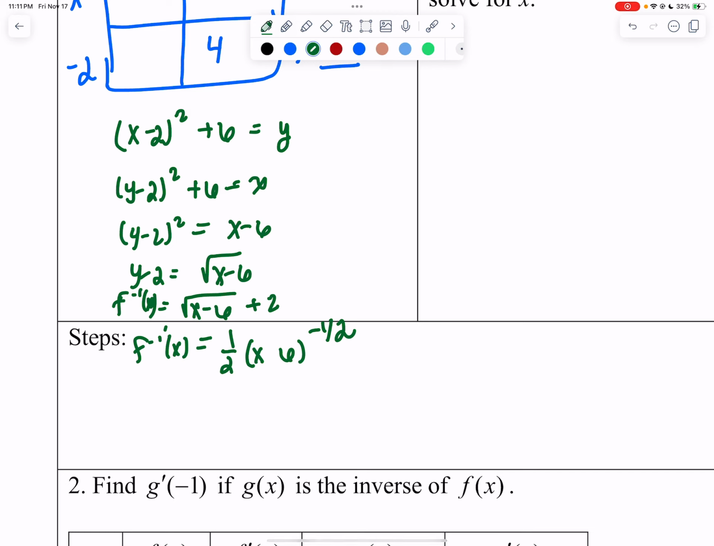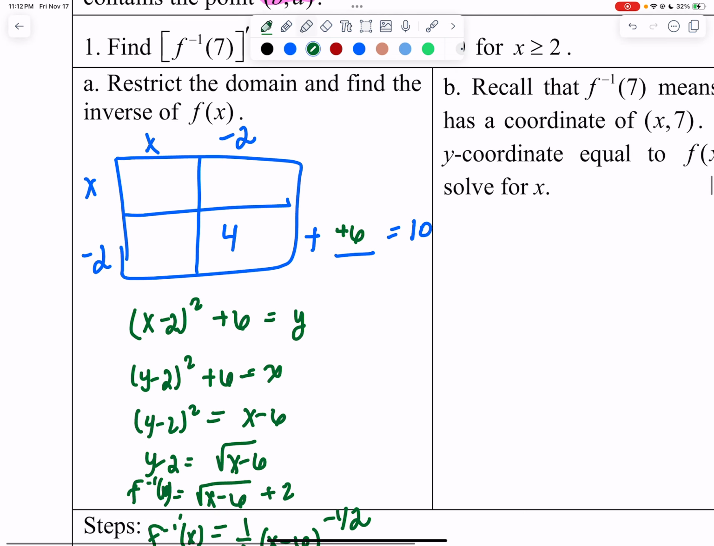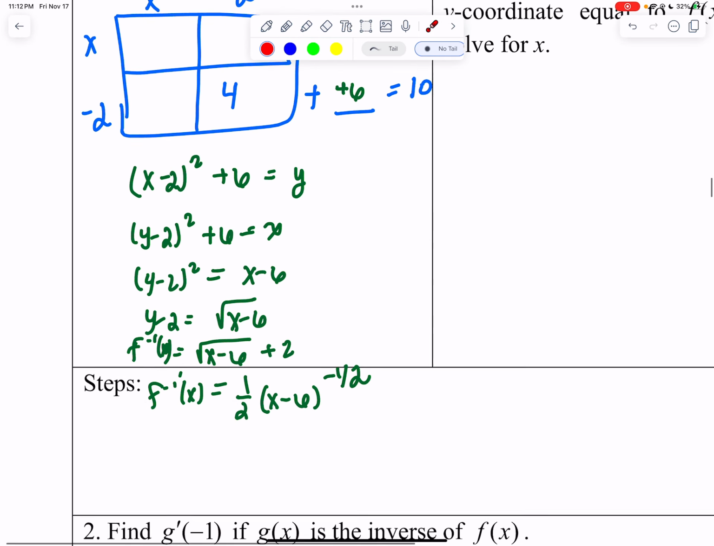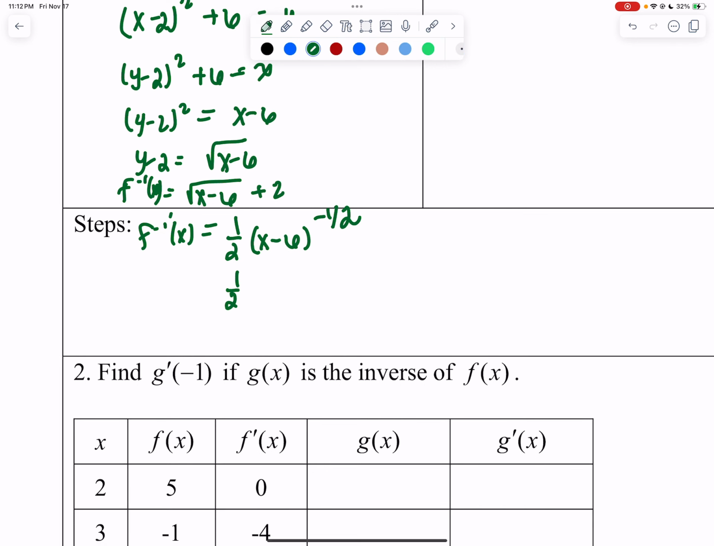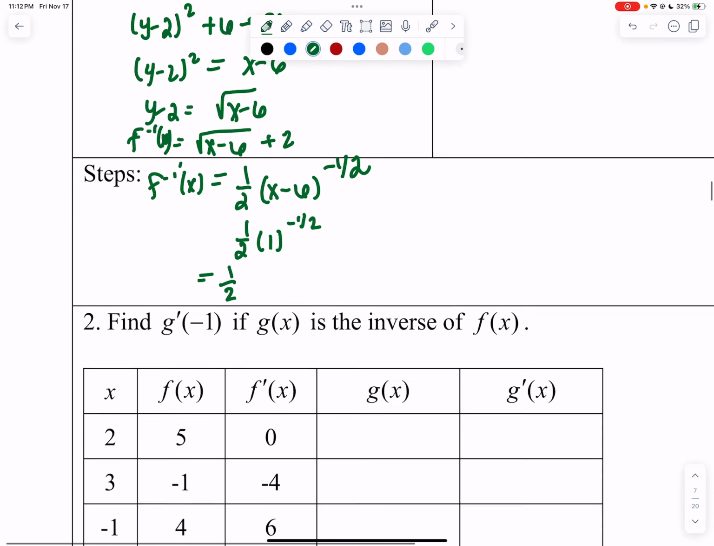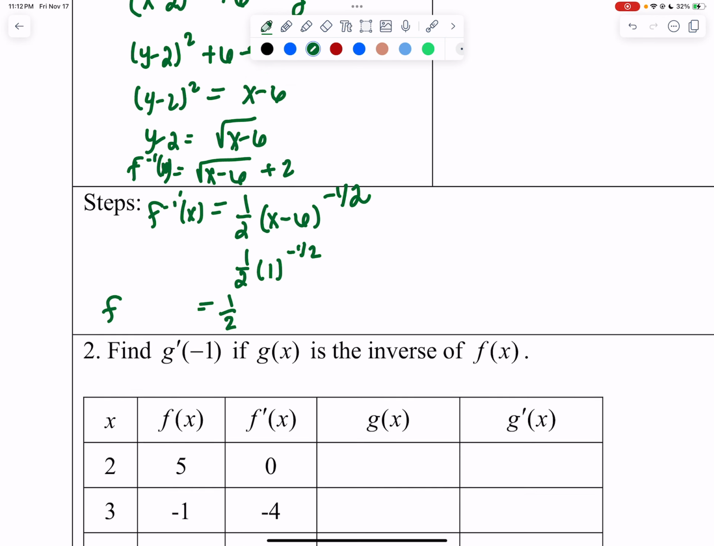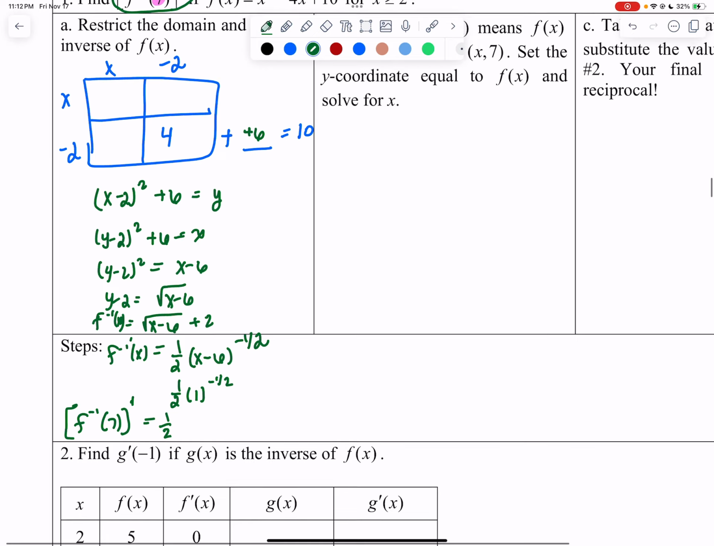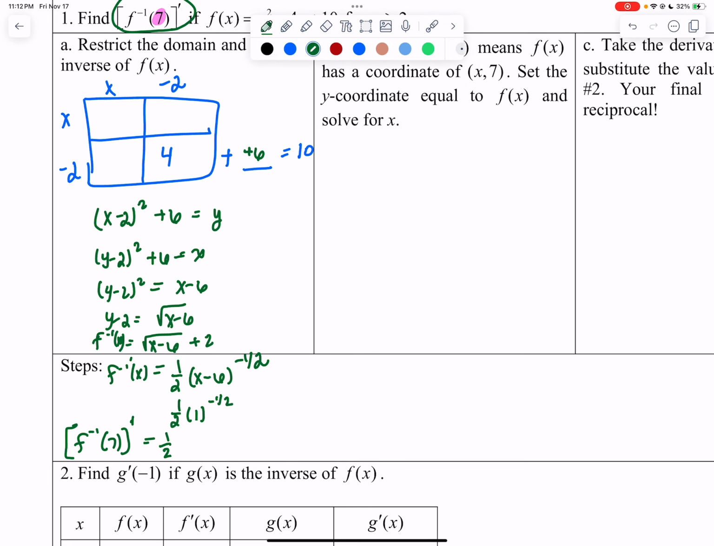And if I were to find the derivative and plug in 7 right here, because that's what I want, the inverse derivative at 7, then I'm going to have 1/2, 1 to the negative 1/2, which is just 1/2. So this is telling me that the derivative of f inverse of 7 is going to be 1/2. And notice how this kind of took us a while.